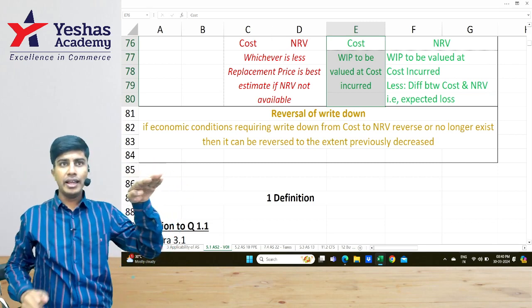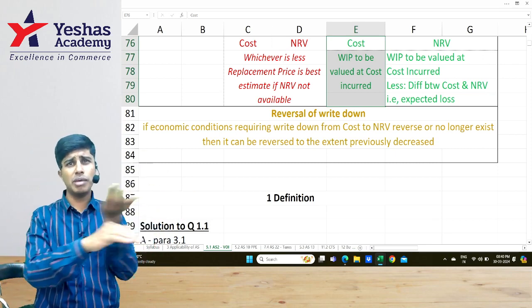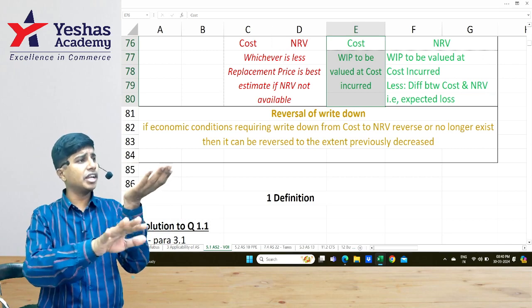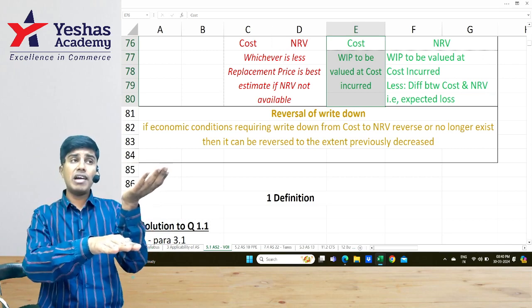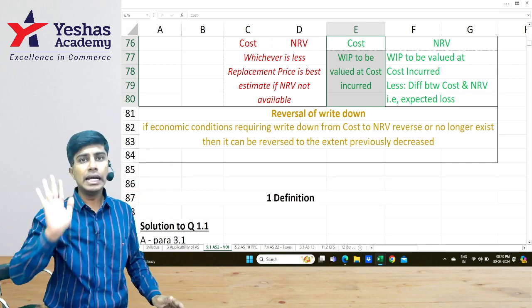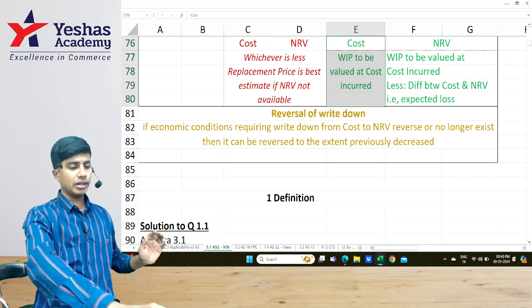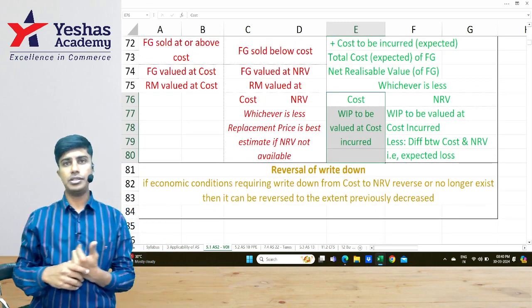Inventory cost is 100, NRV is 80. Because of some reason, some downfall in the market, some lack of demand, we valued the inventory at 80. Next year, if such economic condition has reversed, we can take the value of the inventory back up to 100, not for a price more than 100. This is a quick revision on Accounting Standard 2, valuation of inventories. Got it?